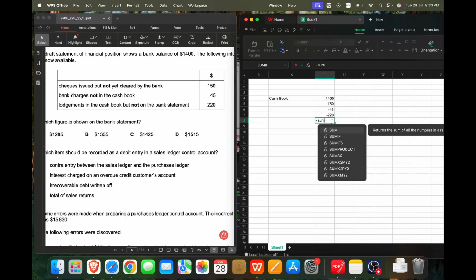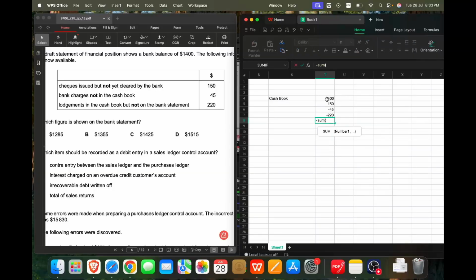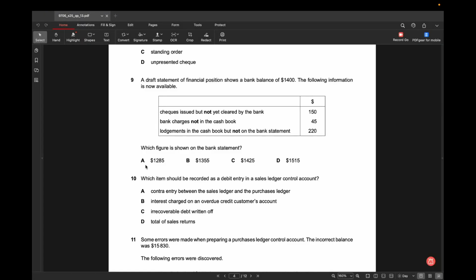Now let's find out, this is equals to, so as per the bank, they have $1,285 in their account. 1,285, A. So for 9, A is the correct answer.